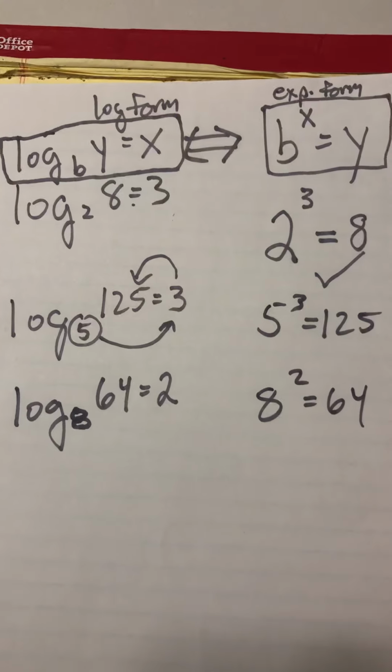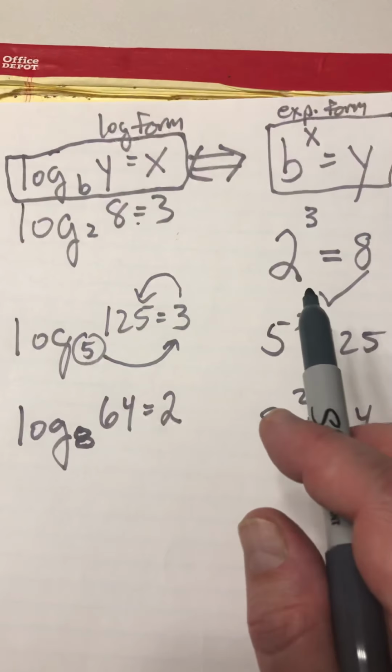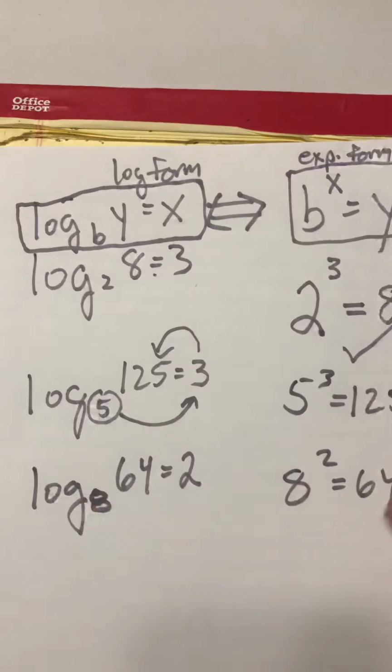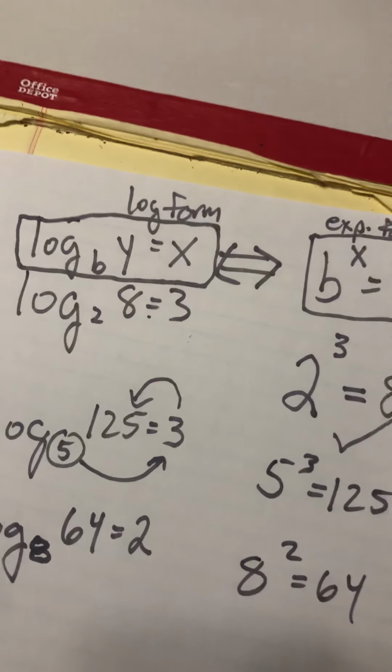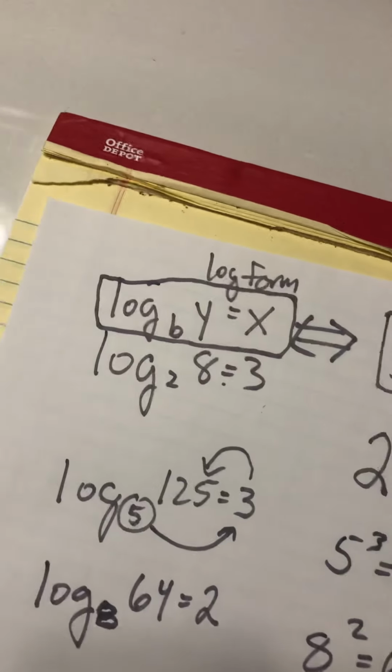So that, ladies and gentlemen, is how you go from logarithmic form to exponential, and how we go from exponential to logarithmic. The last thing we're going to look at is assignment number 7. And let's do a couple examples together so you get a feel for this assignment.